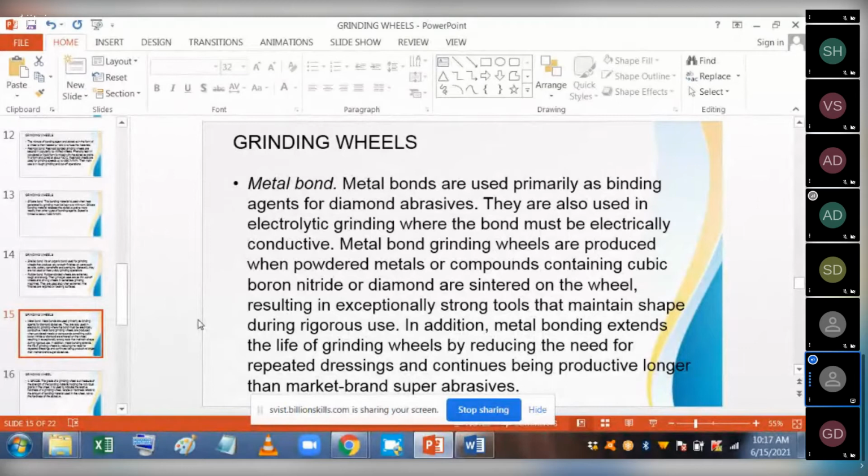Now, metal bond grinding wheels are produced when powdered metals like copper and cobalt, as I already said, or compounds containing cubic boron nitride or diamond are used. Boron nitride is also an extremely hard abrasive particle which is used along with diamond sometimes. These wheels are produced by the method of sintering. So you take all these powders and use the sintering process, either a cold process or a hot process, to produce these tools. From the manufacturing method, you can imagine that these tools are extremely tough.